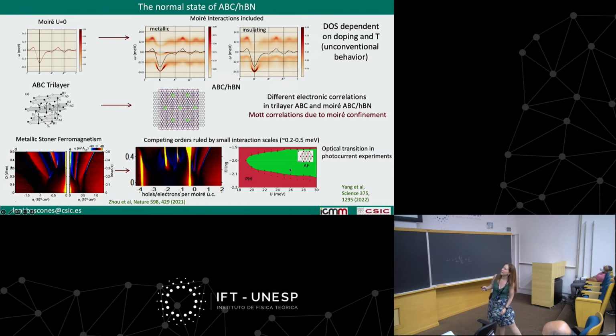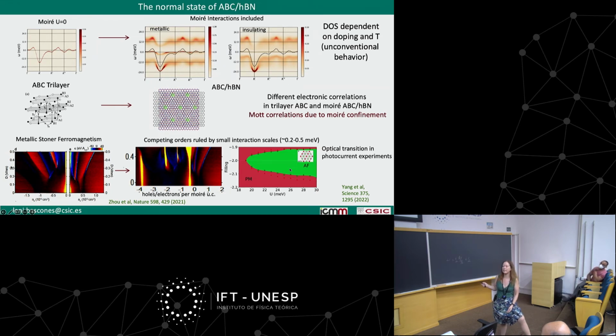So what we are, in fact, saying is that somehow here, close to the insulators, we do expect that the behavior is going to be much more complicated because this confinement is really bringing this Mott physics. And in particular, our proposal is to look at the normal state above the symmetry breakings, because the Mott physics should appear in terms of unconventional doping and temperature behavior.